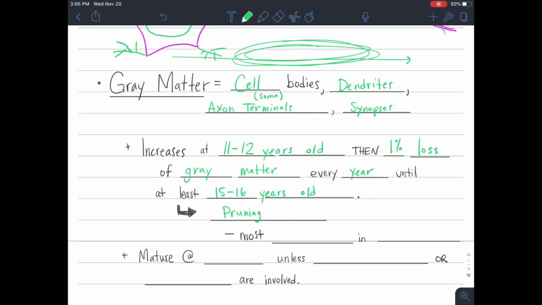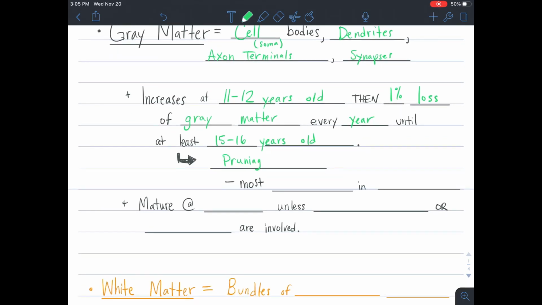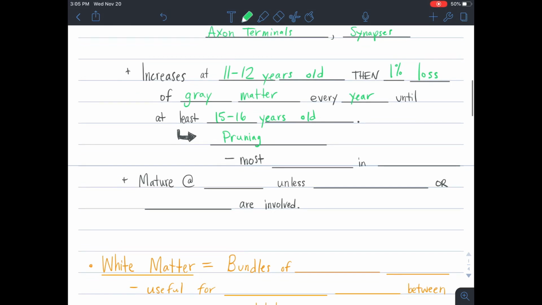So we end up increasing the amount of gray matter or cells in our brain. It flattens out until we're about 11 or 12. It increases at 11 or 12 just for like a year or so, and then it just starts to plummet, and it goes down and down and down until we just have the cells that we use most often, and that's into our 20s that finally our brain is using certain types of cells.